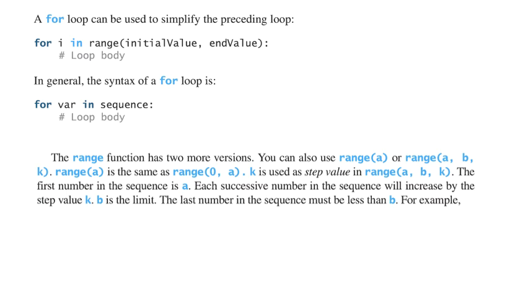A for loop can be used to simplify the preceding loop. For I in range, initial value comma end value colon, loop body. In general, the syntax of a for loop is: for variable in sequence, loop body.